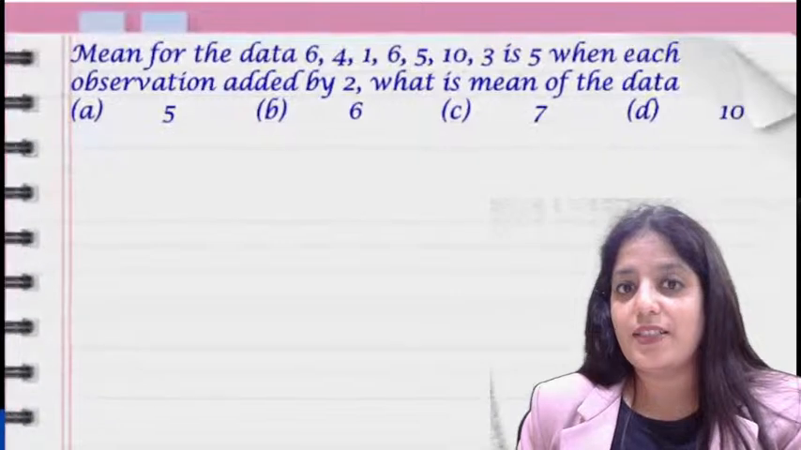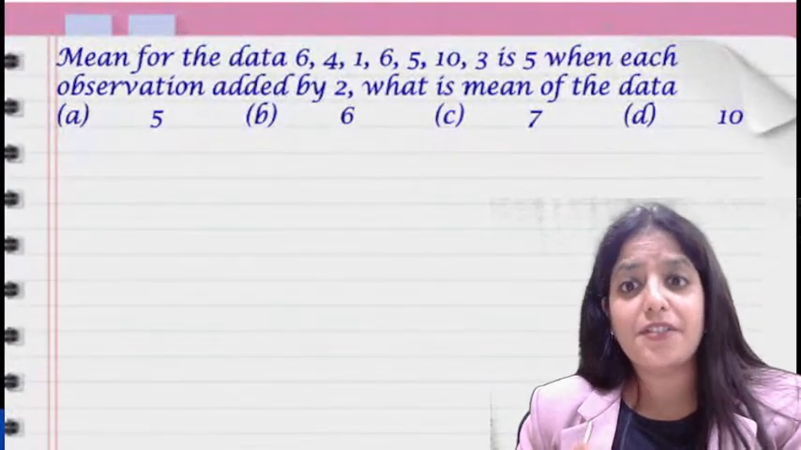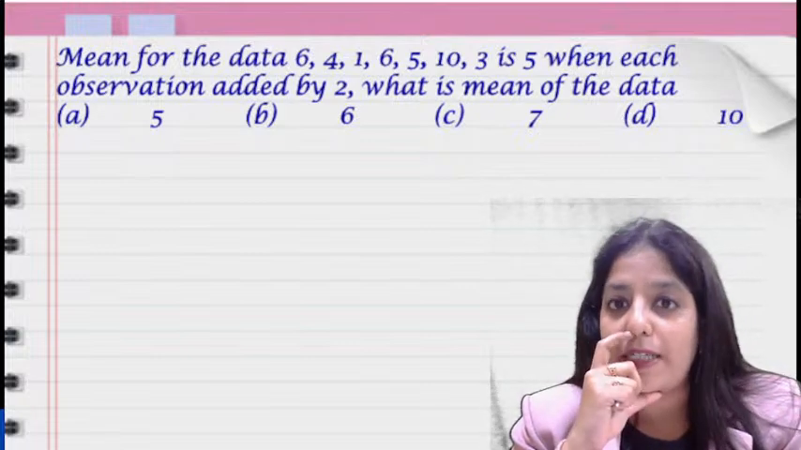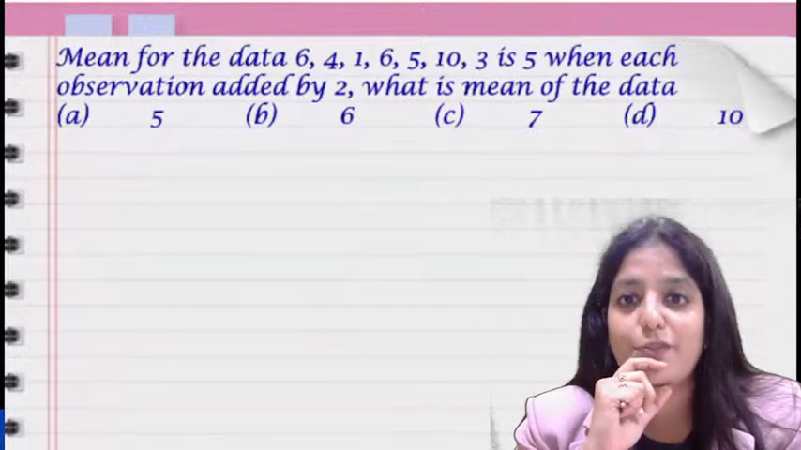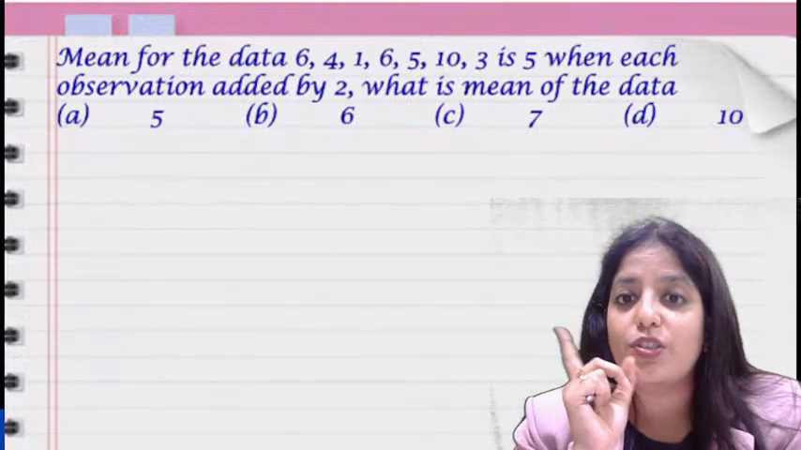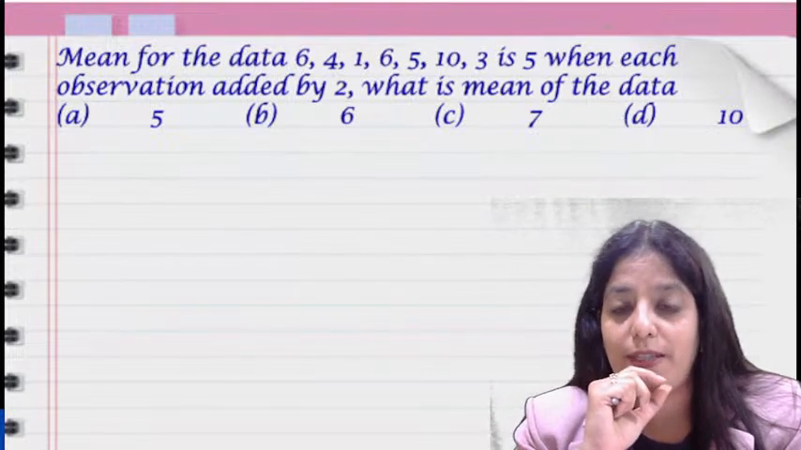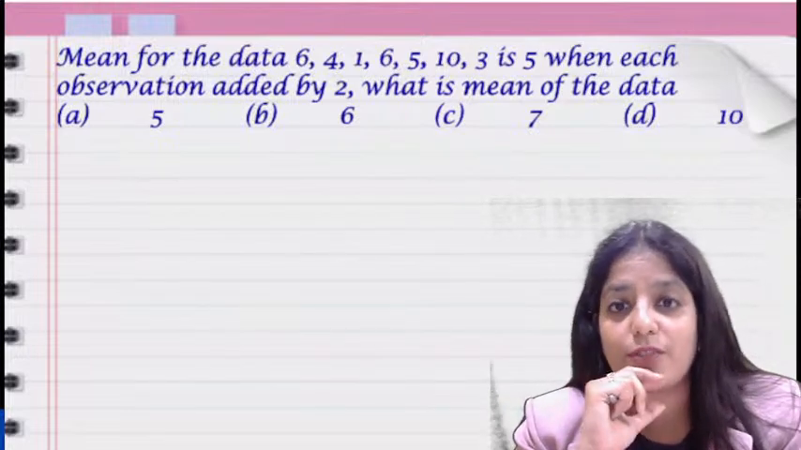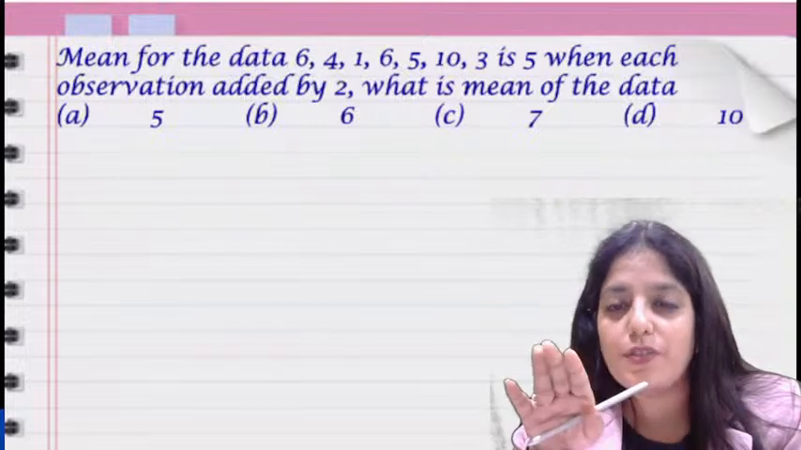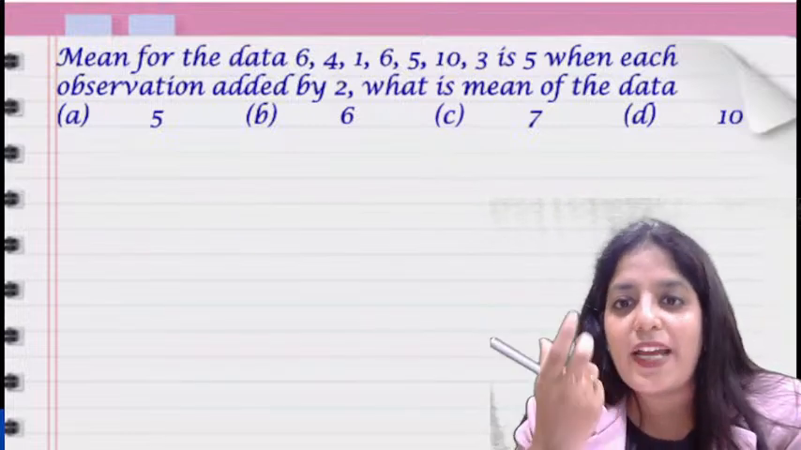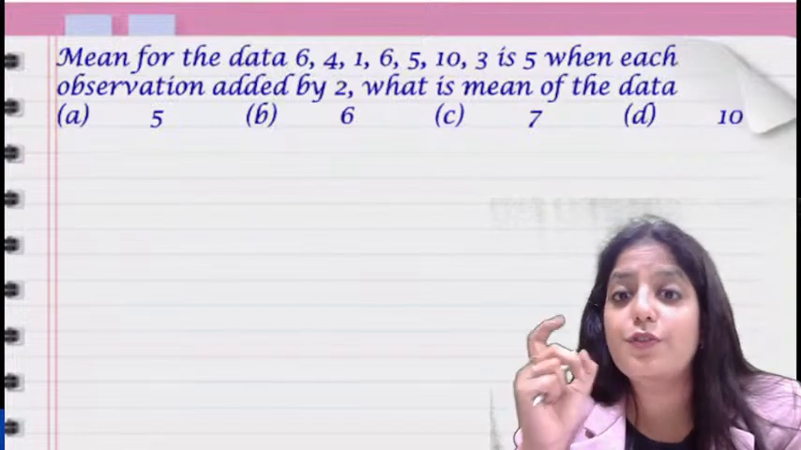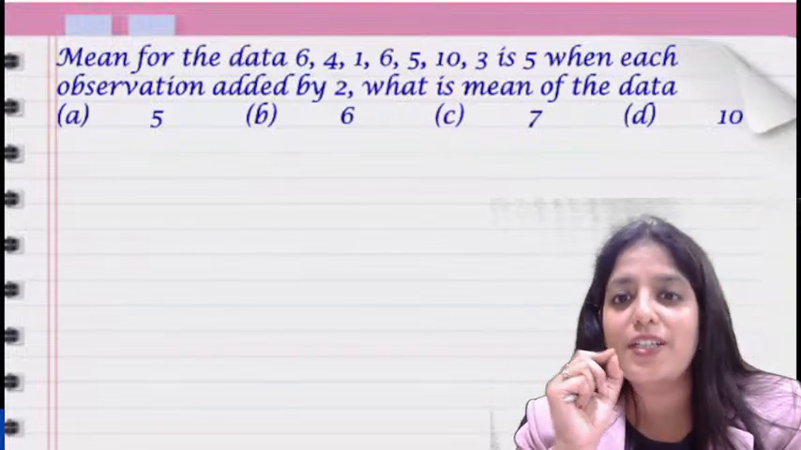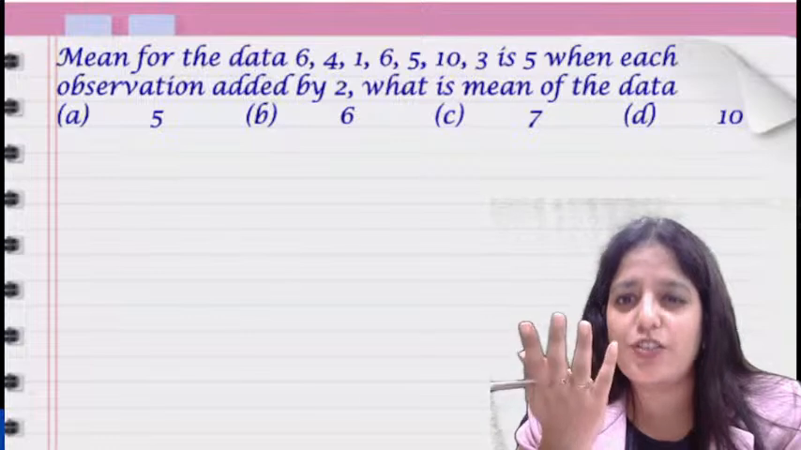Now this is a very simple question that can trick you and make you lose your time. What is it saying? The mean of the given data is 5. When each observation is increased by 2, what is the mean of the data? If you don't know one of the properties of mean, you will increase all the observations by 2, sum them up and again divide by 5. You will do this if you are not aware of the very important property of mean. But if you are aware of it, it is a question of just 5 seconds.